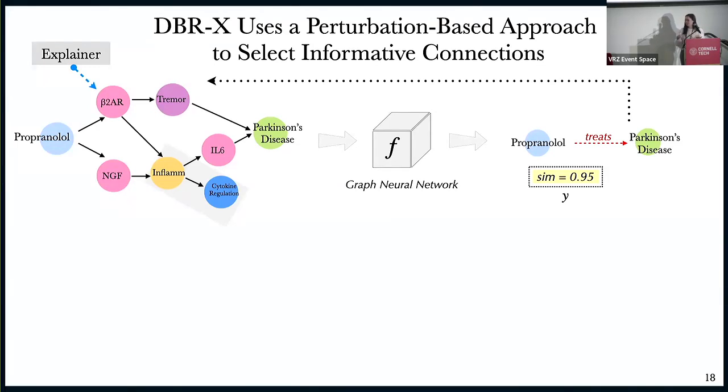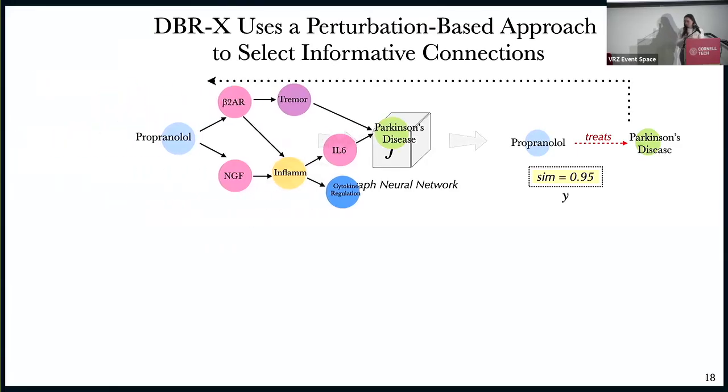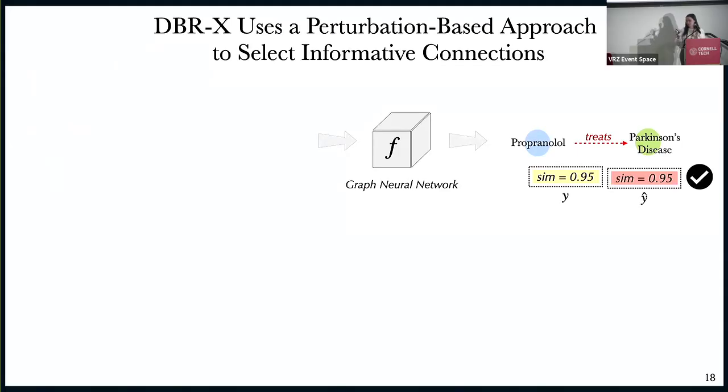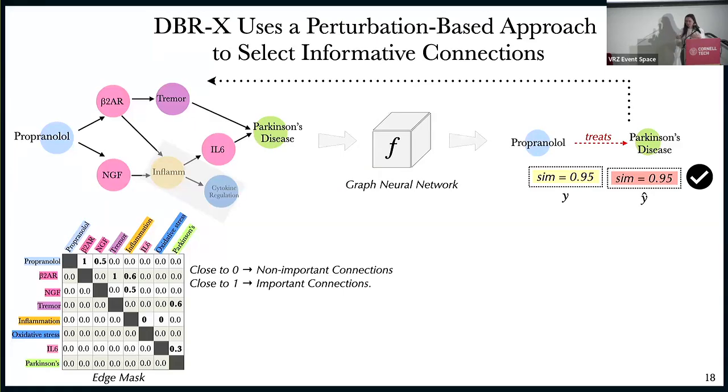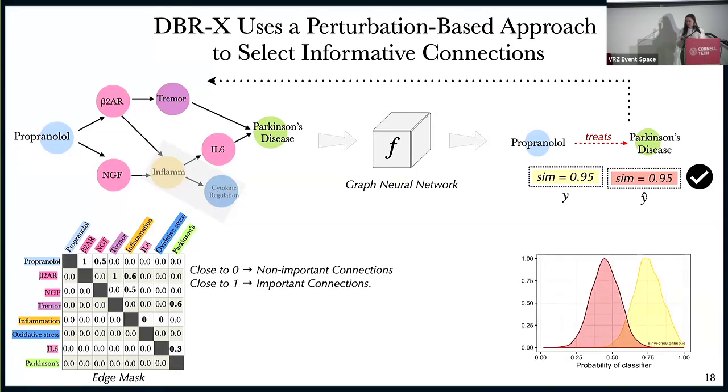So let's say that we iterate back and we remove inflammation and cytokine regulation. When we take it back to the GNN, we see that we keep the original prediction, meaning that we have found the minimum number of connections that are required to keep the prediction that we got previously from the GNN. And this idea of removing edges and keeping edges can be formalized as learning an edge mask, which means that you assign a score to all the edges that you have in your subgraph, and you learn these scores, where 1 means more important and 0 means less important, by minimizing the difference between the probability from your original prediction and the one that you get when you perturb your graph.